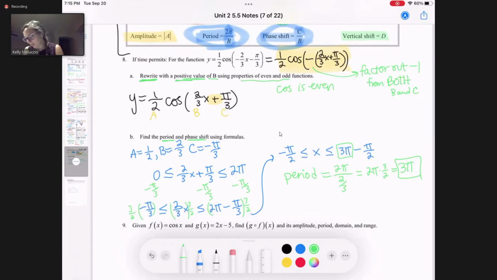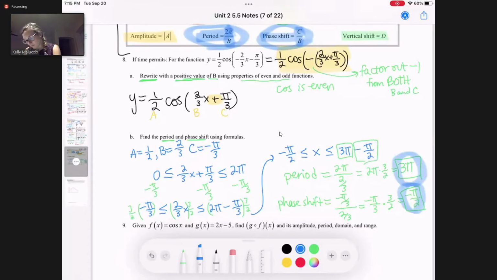My dogs are throwing me off. There's my reason. And my phase shift is c over b. So negative pi over 3 divided by 2/3, which is negative pi over 3 times 3/2, which is still negative pi over 2. And that's exactly what we got here, right? So we did it right. So good work. These are our two answers for period and phase shift.